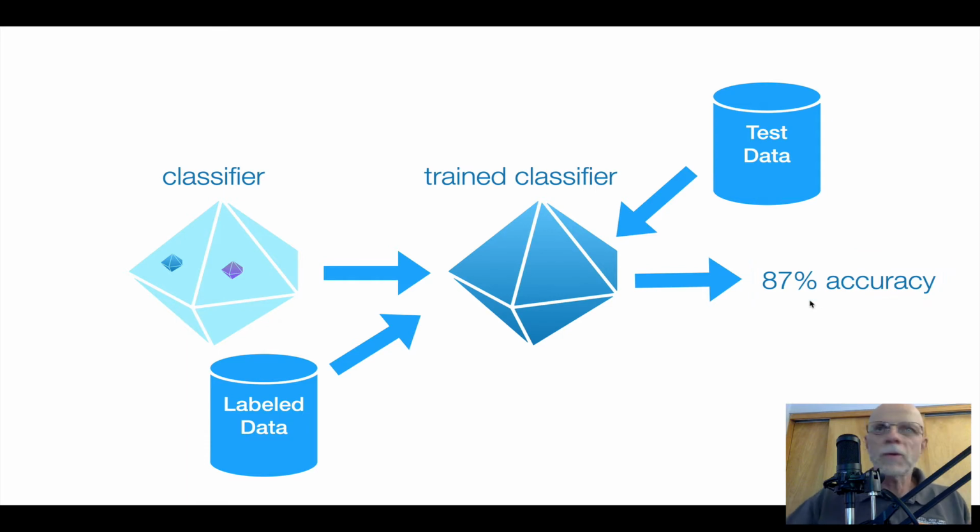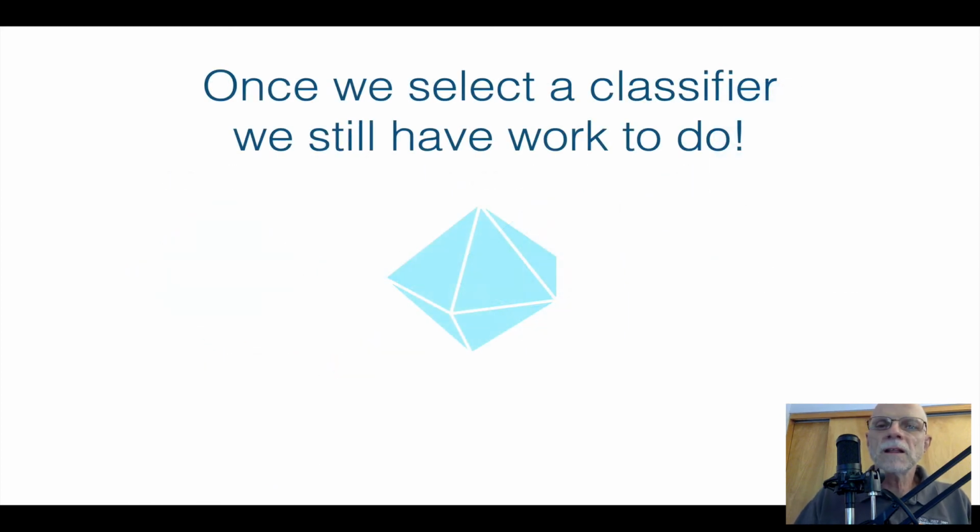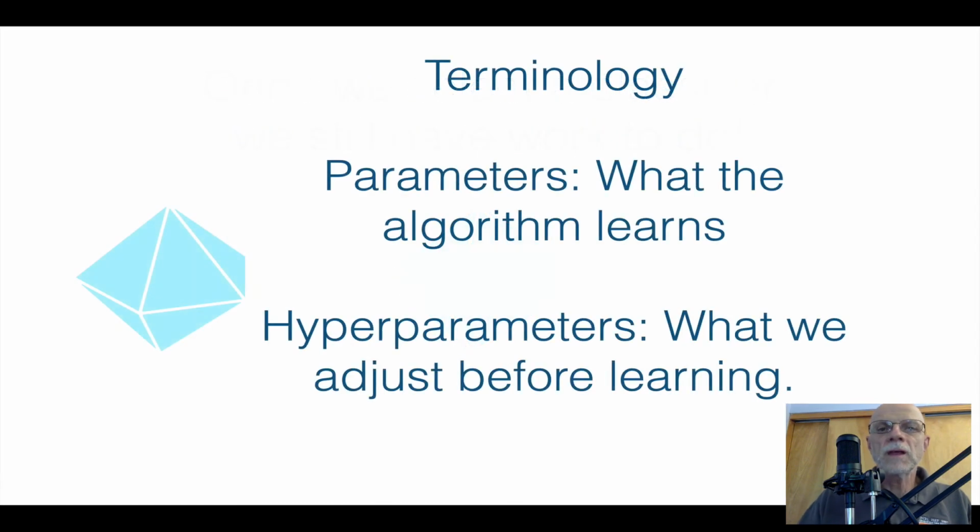And we keep doing this. We might adjust the hyperparameters and keep going until we get the best accuracy we possibly can. It makes sense. So again, once we select a classifier, we still have some work to do in adjusting these hyperparameters. The parameters are things the algorithm learns, and these will become a lot clearer when we're talking about deep learning. It's really easier to understand what these parameters are. Decision trees would be the rules. So parameters are the rules that the algorithm discovers. Hyperparameters are what we, the developers, are adjusting before the algorithm does any learning.